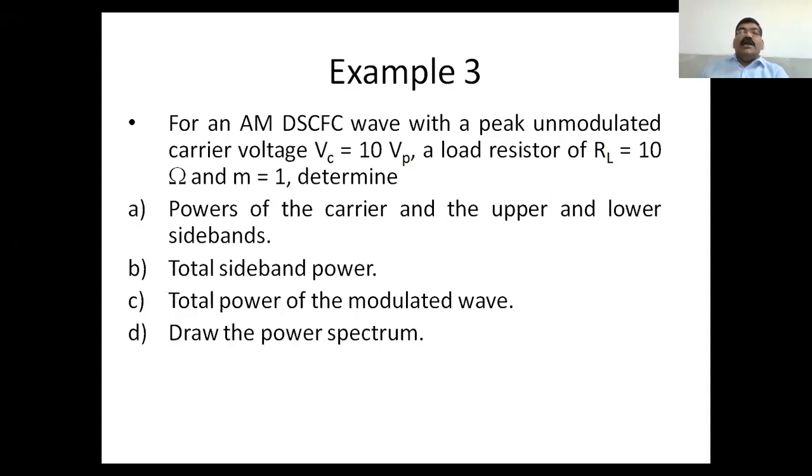For an amplitude modulated double sideband full carrier wave, the peak unmodulated carrier voltage is 10 volt peak to peak. Load resistance RL is 10. Now in the formula, we have used RL equals 1, so we have to use RL equals 10. We have to put the value of RL in the formula. And m equals 1, so the modulation index is 1. So it is the ideal case.